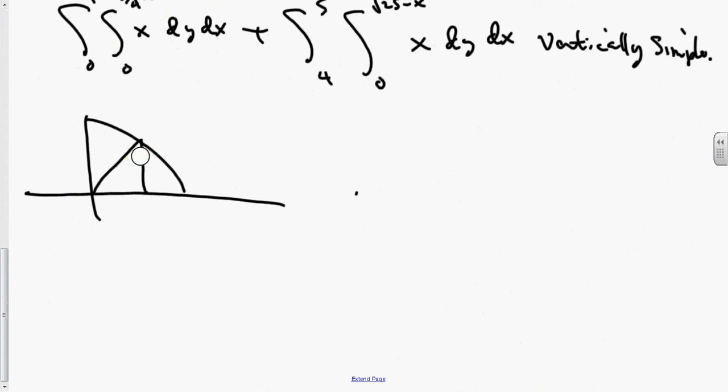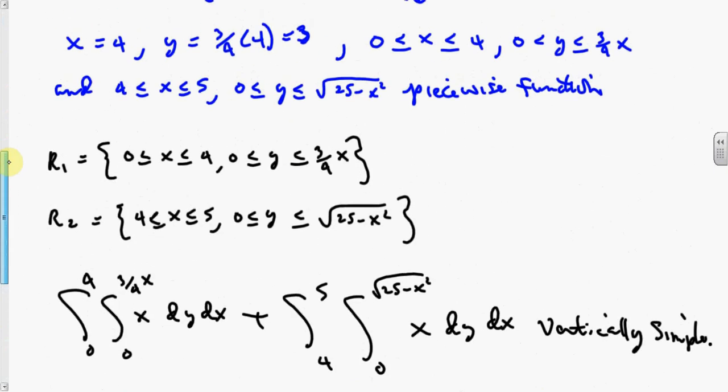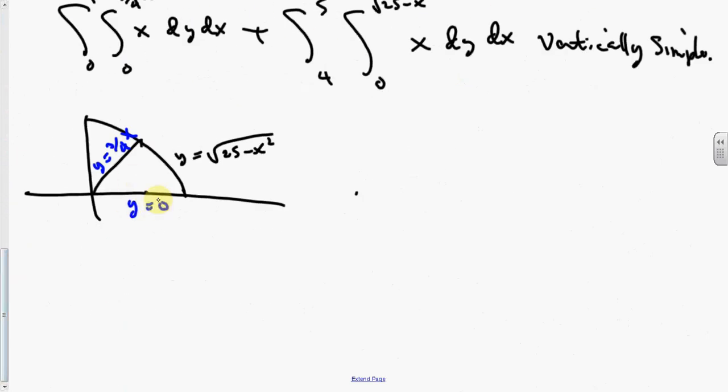As a matter of fact, for this one, you don't even have to break it up into parts like that. We have y equal to the square root of 25 minus x squared, y is 3 over 4 times x, and then y equal to 0. Now, if we did that, this point here, again, was 4 comma 3. So y is bounded below by 0 and bounded above by the 3. X is bounded to the left by this line and is bounded to the right by this curve.